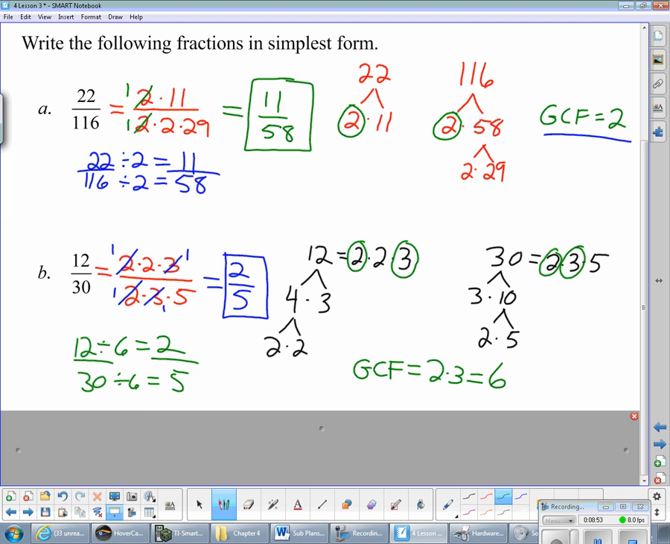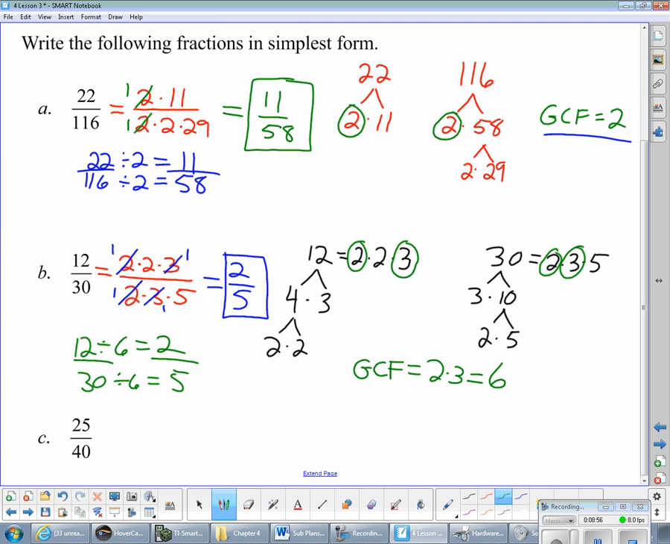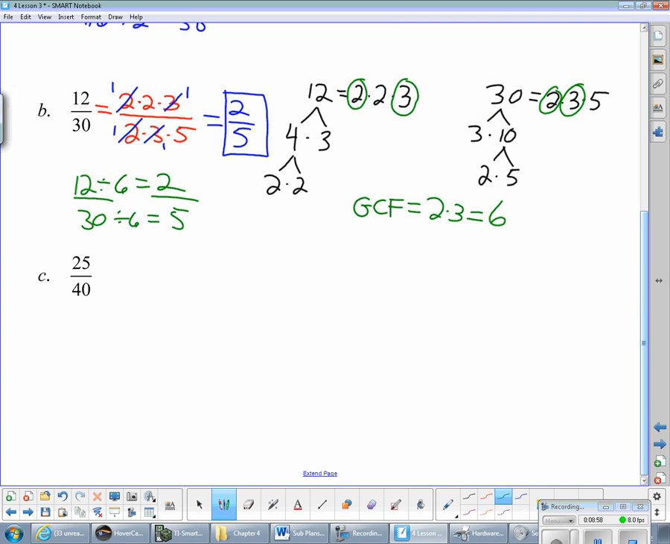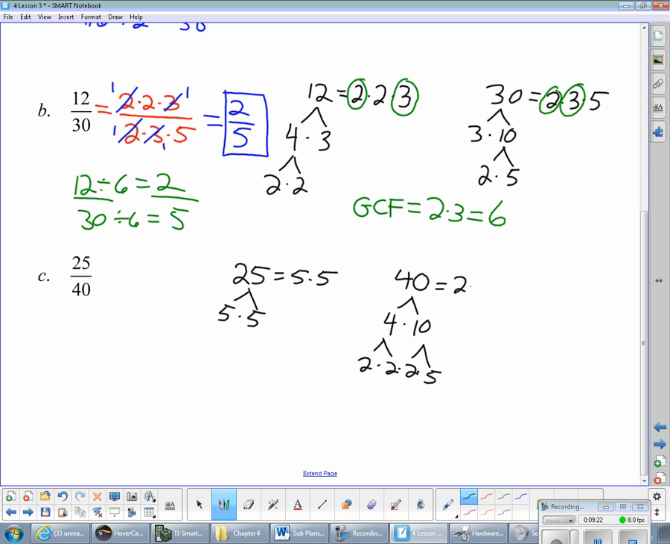Okay, so then in the next problem, 25 over 40. Again, we'll do the same kind of thing. 25, its prime factorization is just 5 times 5 using the factor tree. And then 40, first we say 40 is maybe 4 times 10, and 4 is 2 times 2, and 10 is 2 times 5. And so our prime factorization is 2 times 2 times 2 times 5.